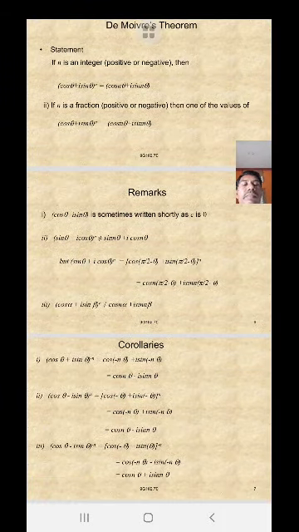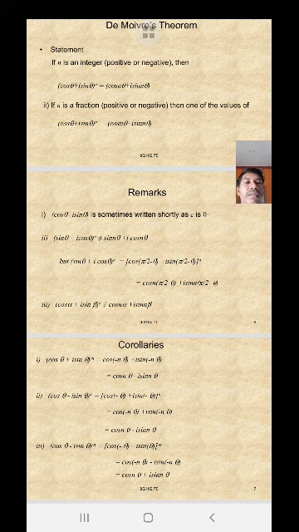Remarks: cos theta plus i sin theta is sometimes written shortly as cis theta. So cis theta means cos theta plus i sin theta.